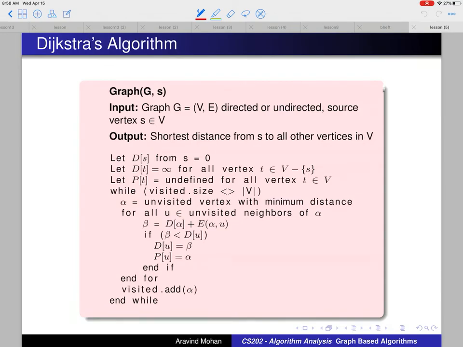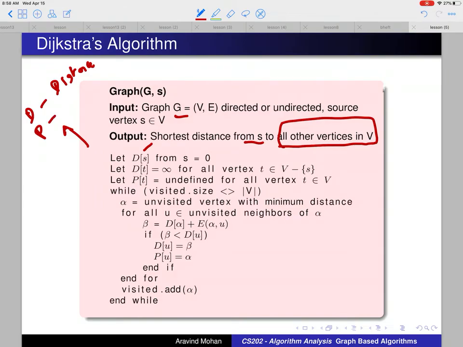The algorithm takes in the input graph G, either directed or undirected, but it has to be a weighted graph because we're trying to find the shortest path. And the output is the shortest distance from S to all other vertices in V. So initially we set the D of S as the distance of S here. D here stands for the distance array, right? Distance array. And P here stands for the previous array. So we set the distance of t equal to infinity for all other vertices, V minus S, which means excluding S, because S is the start vertex, right?